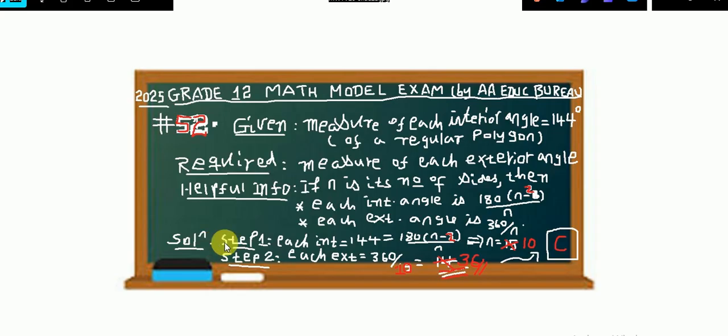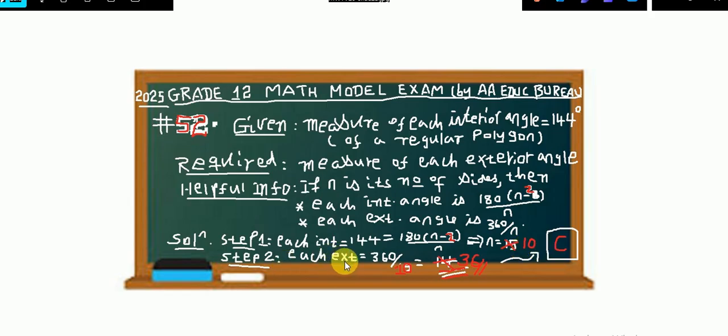Solution. Well, each interior angle is given to be 144 degrees, and the formula for each interior angle is 180 into (n minus 2) over n. From this we can get n. N becomes 10. Number of sides becomes 10.